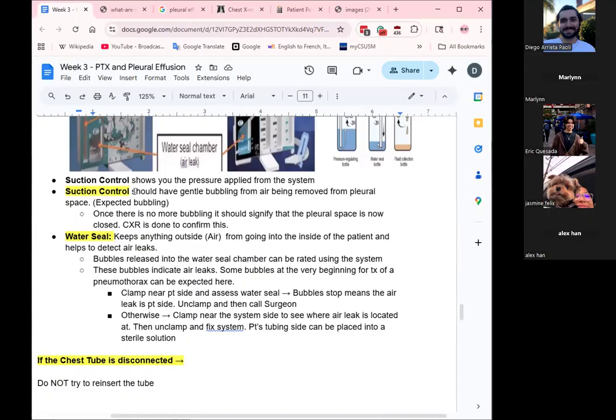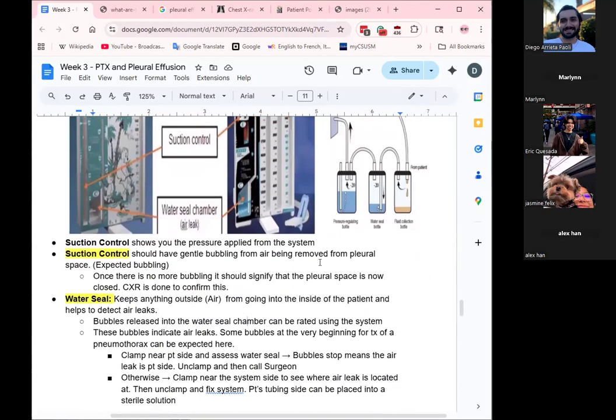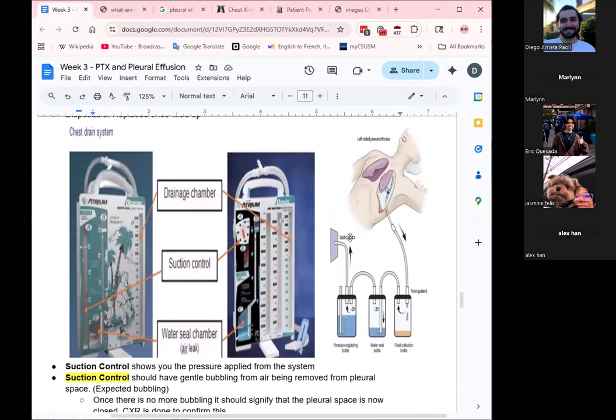So suction control should have gentle bubbling from the air being removed from the pleural space, and that's expected. Once you notice that there's no bubbling in the suction control, that might be a sign for you to message and say, hey, maybe they're ready to start transitioning to water seal, what they call it. They call it a water seal when you just turn off your suction.